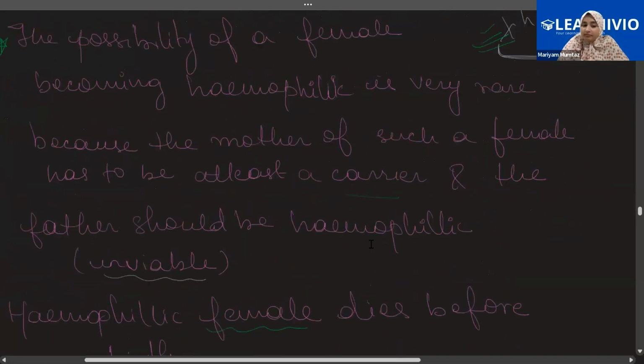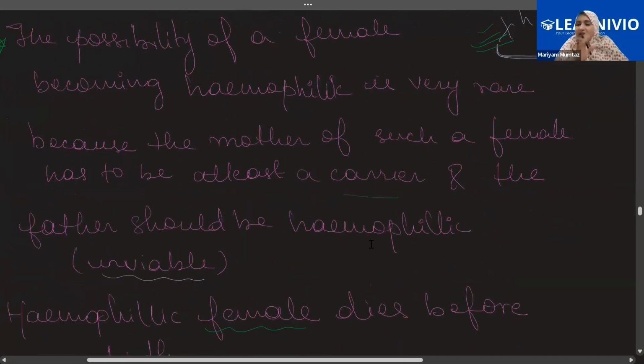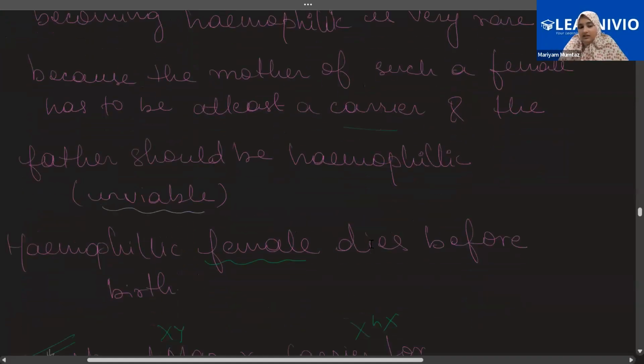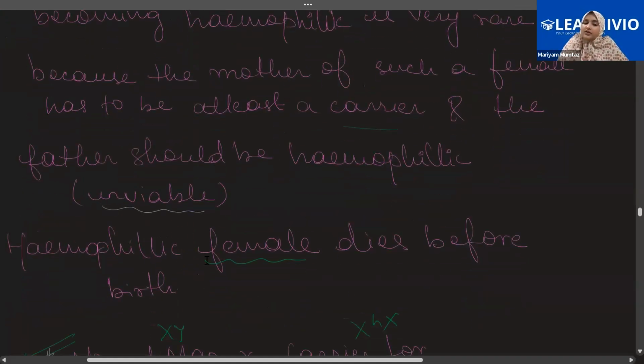Then only, as we saw, one female was getting affected in color blindness also. So here, if a male is hemophilic, then they can't even survive. They'll die. That is why the female can't be hemophilic. There's a very little possibility. It's very rare for a female to be hemophilic. She can be a carrier for that disease. But if she is hemophilic, then that means the father should be hemophilic, but they'll not survive. They'll die. Also, the hemophilic female also dies before birth.